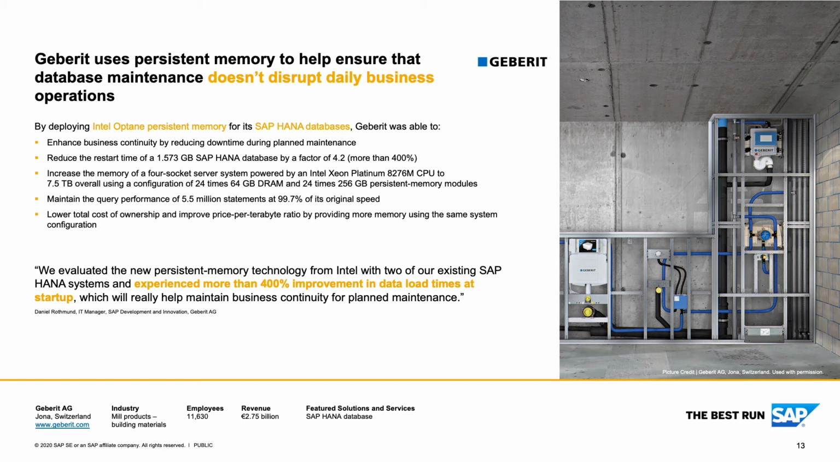So Geberit worked with us to test HANA on persistent memory, and they ended up seeing a 400% improvement in data load at startup. And they also saw no noticeable performance degradation due to the use of persistent memory because of HANA's unique architecture and how we've been optimizing it for persistent memory. They tested over 5.5 million different statements with no noticeable performance difference. So they see HANA's industry leading support for persistent memory as a key way to continue to grow their business and be more cost effective.